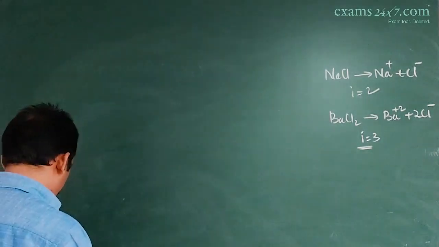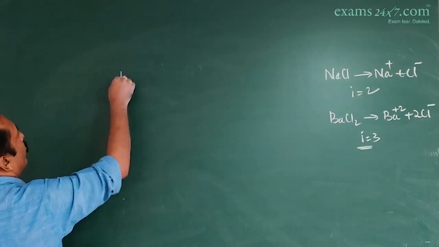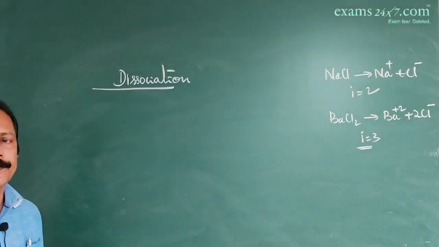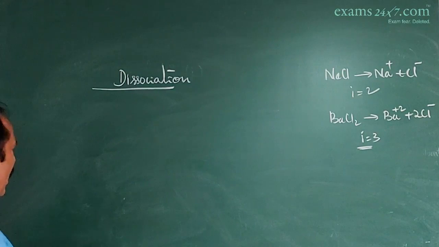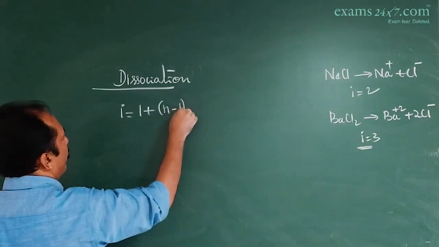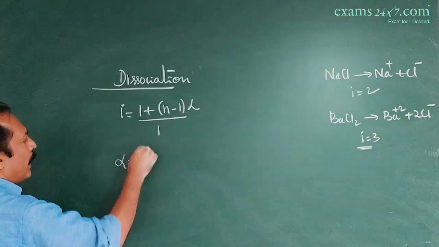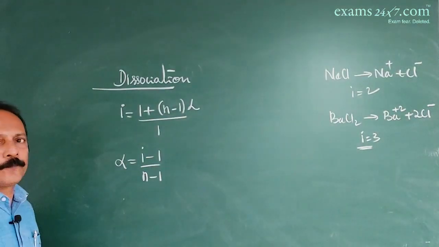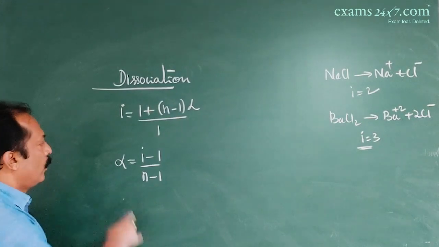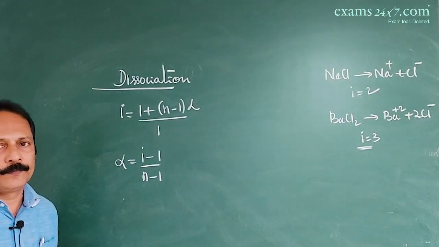Now, when a compound undergoes dissociation, in this case i is equal to 1 plus (n minus 1) into alpha, divided by 1, or alpha is equal to (i minus 1) divided by (n minus 1). n is the number of particles when it undergoes 100% ionization. If the degree of dissociation, the alpha value, is given, then you can calculate the i value, the van't Hoff factor.